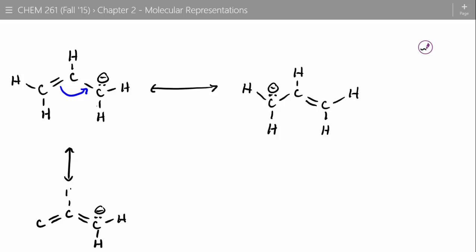What's the problem with this structure? There's too many bonds. It violates the octet rule. So in this case, we can't move that pi bond over. We can only move that lone pair over. So be careful to always check for your octet rule.